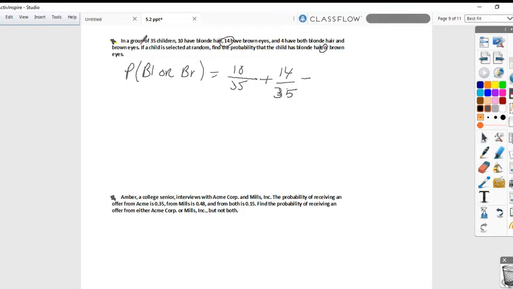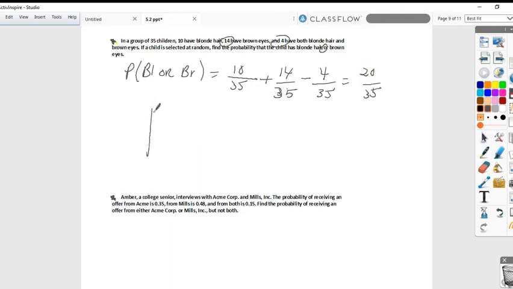Minus both. 4. Okay, so there's the math way to do it. So you would get 28 minus 4. 24 minus 4 is 20 over 35.